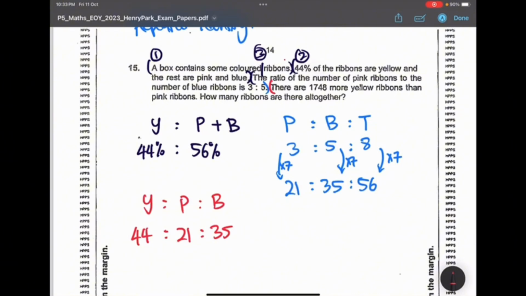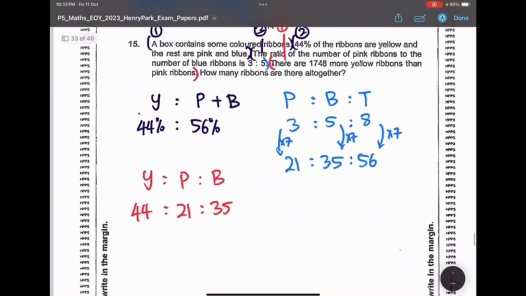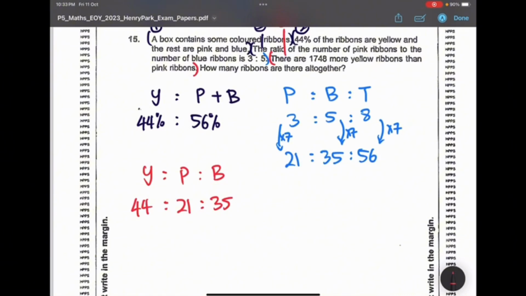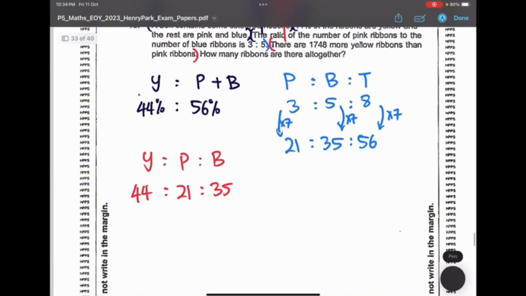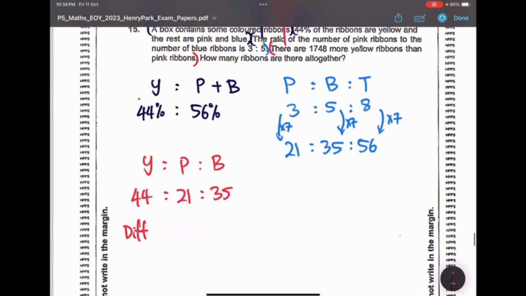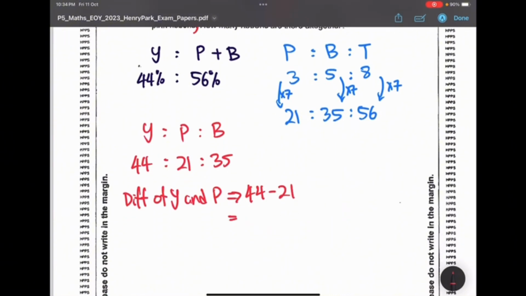Sentence number 4 says, there are 1,748 more yellow ribbons than pink ribbons. Okay, more yellow than pink. All right. Now looking at the number of units for yellow and pink, I can see that the difference between yellow and pink is just 44 minus 21 units, right? That would simply give me 23 units.